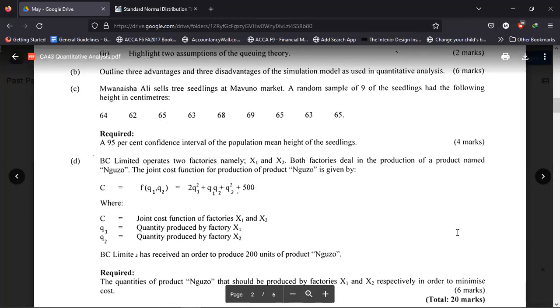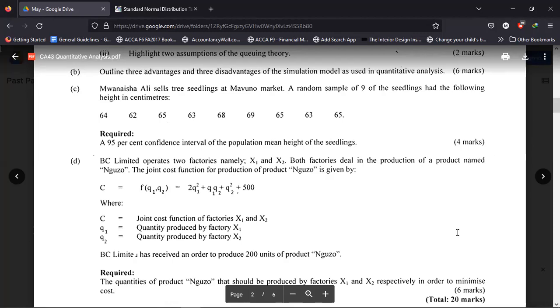Can you read the question? You can see the question. Okay, let me share.